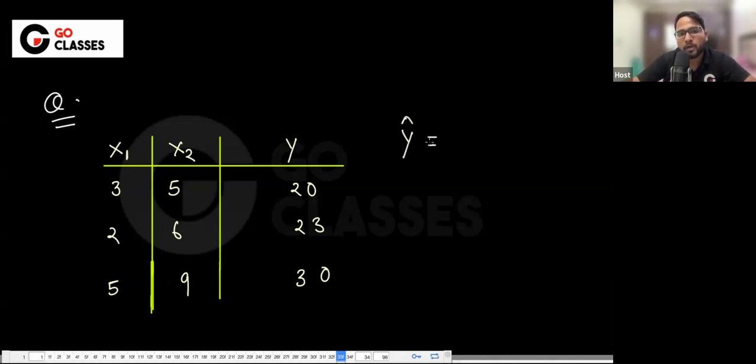What will the y cap be? If you are assuming that this follows a linear relationship, your y cap will be something like C1 X1 plus C2 X2 plus C3, right? This will be your y cap actually, and your real y is this. Is this y cap a vector or a scalar? Currently, I've written it directly as a vector, instead of writing it separately.